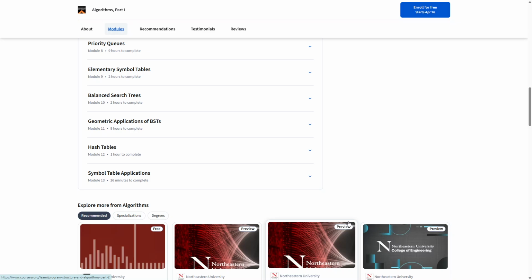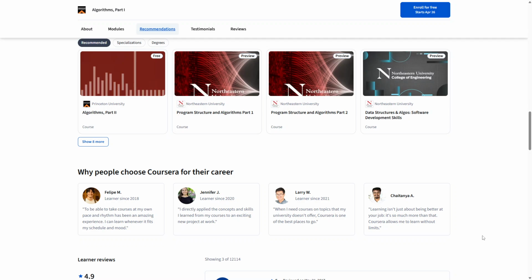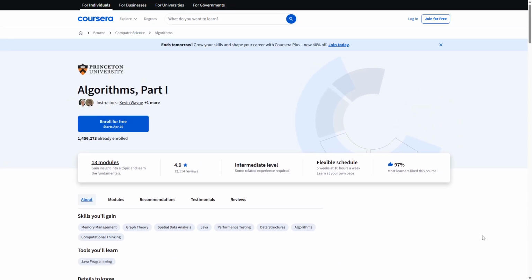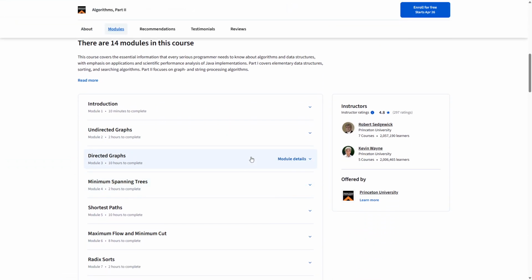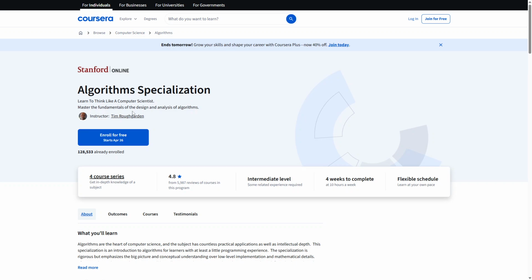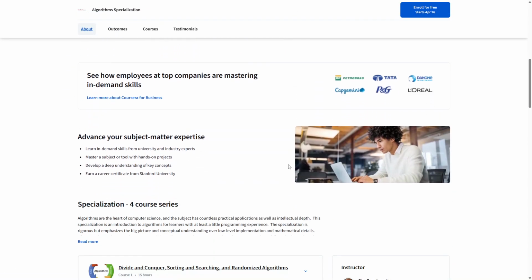Start with an introduction to programming if you need it, then move into data structures, and then learn core algorithms like searching and sorting. To make algorithms feel way easier, focus on a few fundamentals that show up everywhere. You want to understand how arrays and linked lists work, how stacks and queues behave, and how trees and graphs are organized. Then when you learn algorithms, things like binary search, sorting, and recursion won't feel random. They'll feel like tools you're choosing for the right situation.